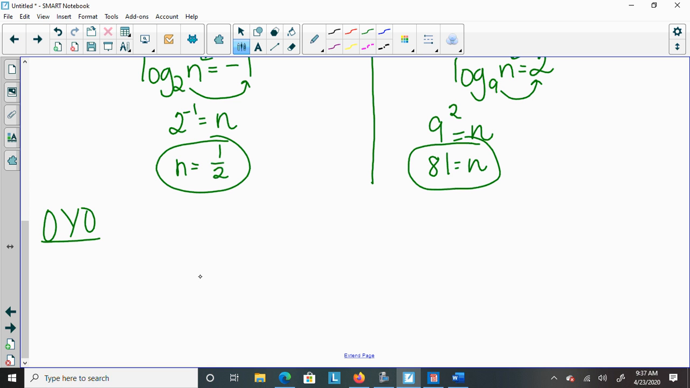On your own. Let's say that I had 3 log base 4 of x is equal to, let's go with 6. Okay, so this is for you. This is our first one to try on your own. Remember, you've got to get rid of your 3 first and then write it as a power. So the question will pop up right now, and then you'll be able to answer.